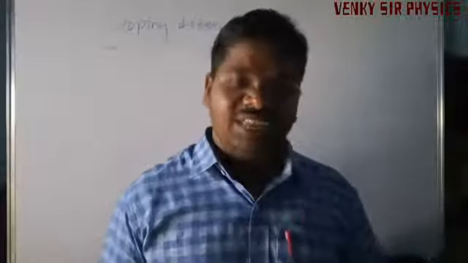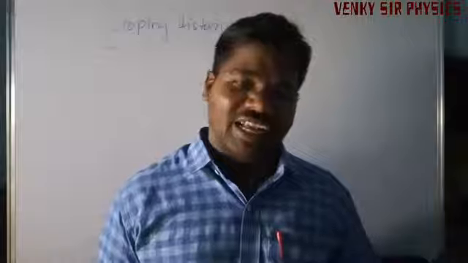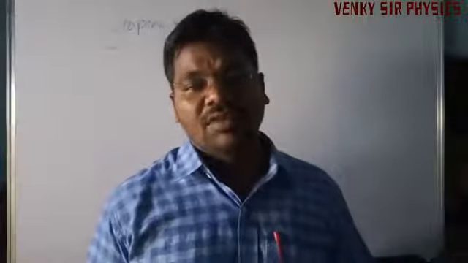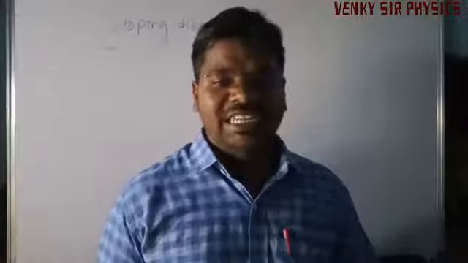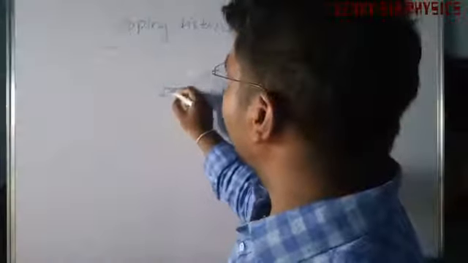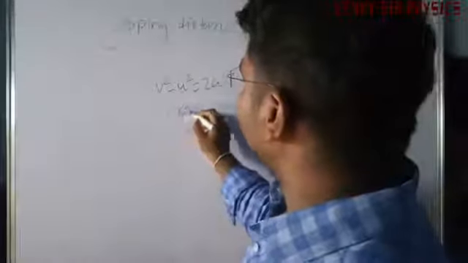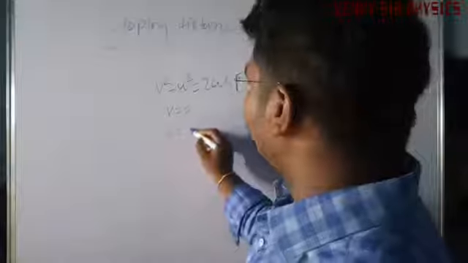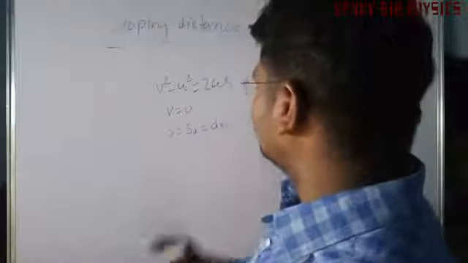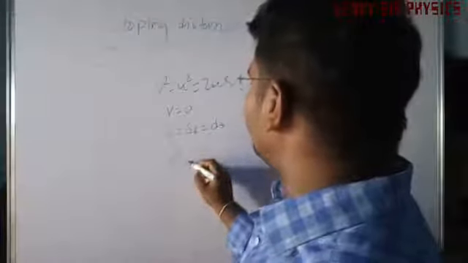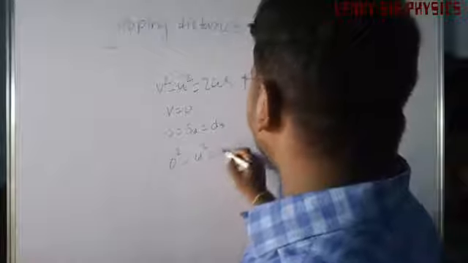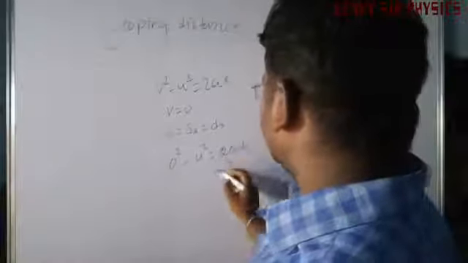In this situation, the final velocity of the body is 0. It covers some distance, denoted ds. We know that v square minus u square is equal to 2as. Here v is equal to 0, and s is equal to ds, the stopping distance. Substituting into our equation: 0 square minus u square is equal to 2a ds. Understand?